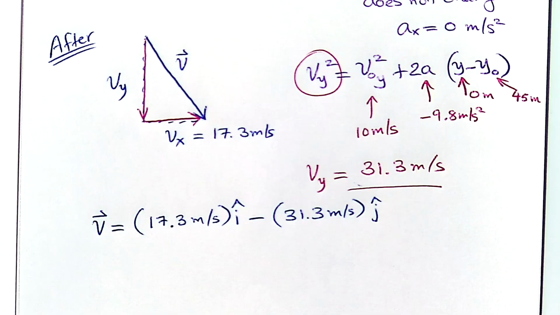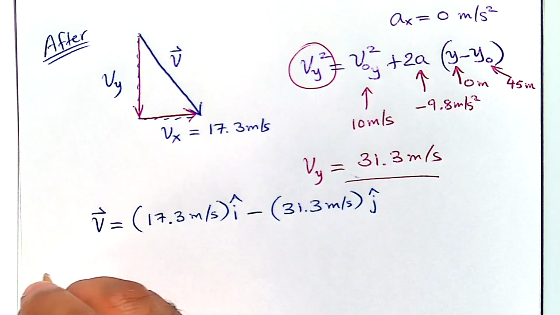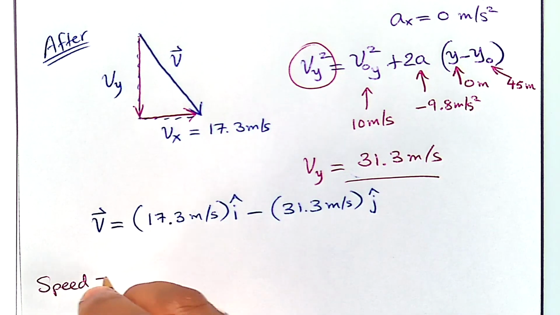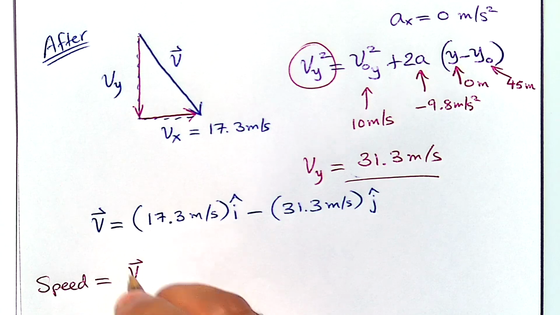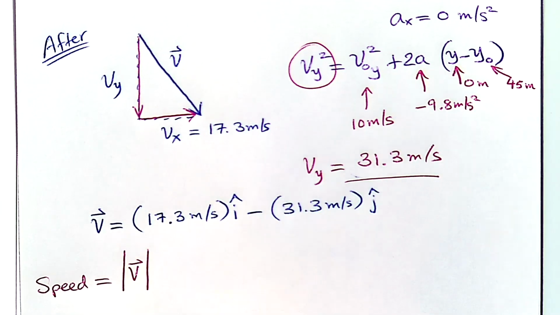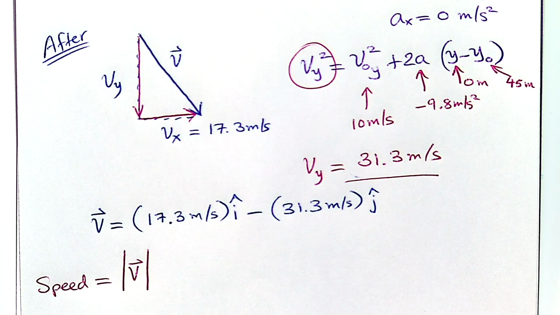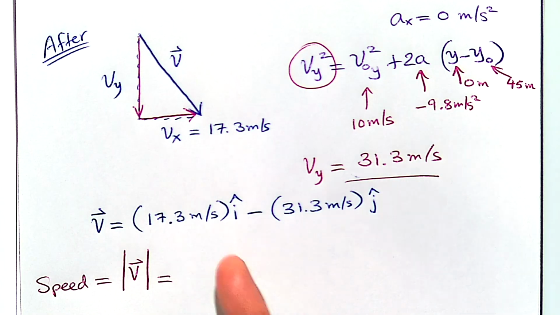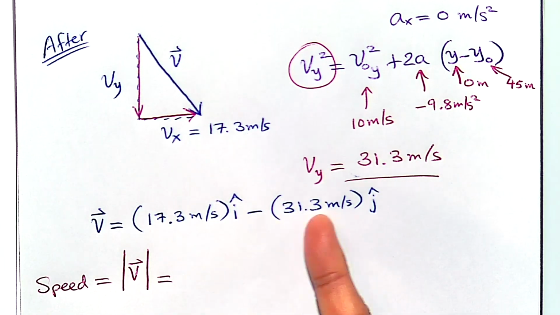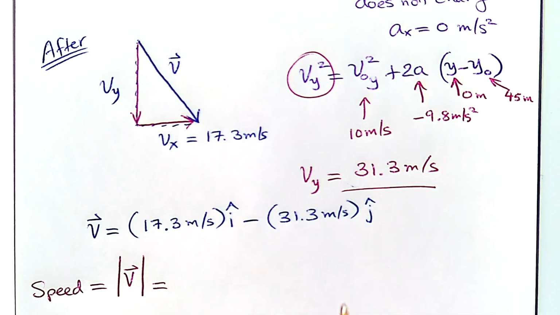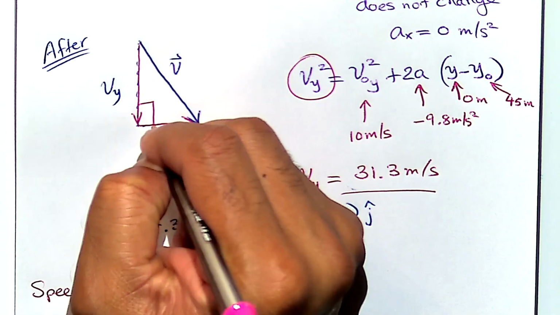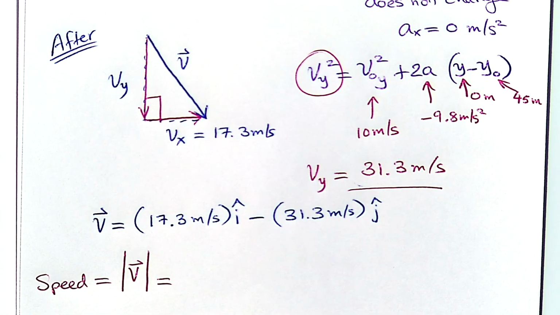That's not what they asked for. They asked for the speed, right? So the speed is equal to the magnitude. So here's our vector velocity, and we put the bars to indicate the magnitude of velocity. You do the Pythagorean theorem on this, because this in itself is a right triangle, right? So you can go a squared plus b squared.